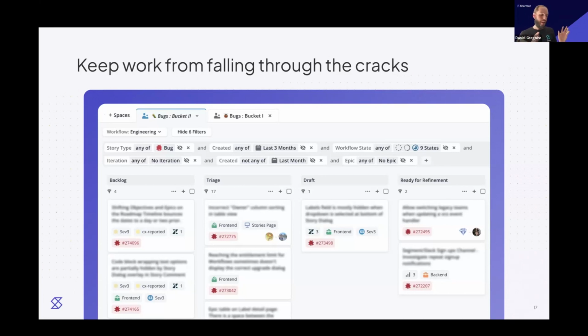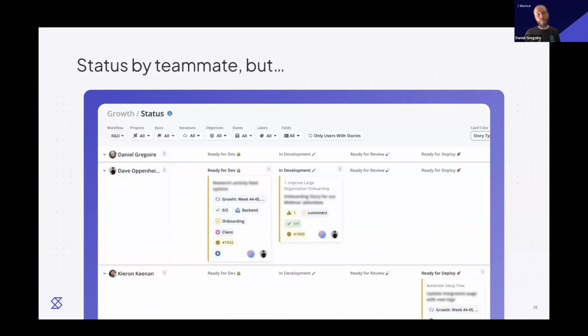So now that as an engineering manager I have my team's work sorted out, work queues relatively full, what does it look like to focus on my team and its execution? So we said that part of Shortcut's philosophy is that we're working as an entire organization.